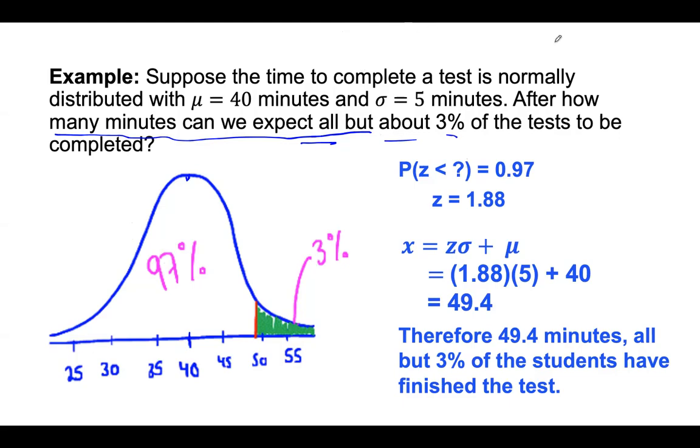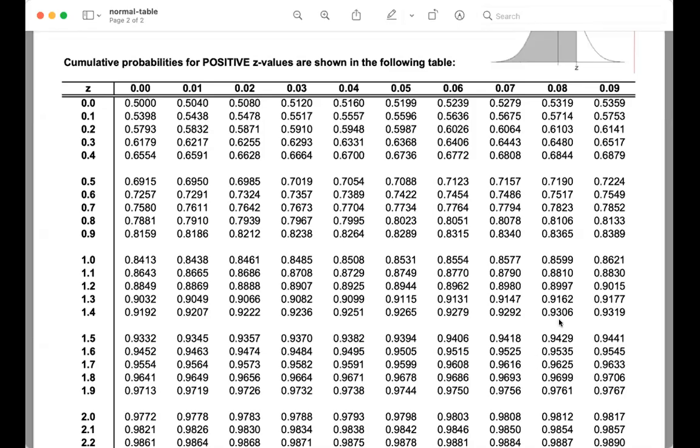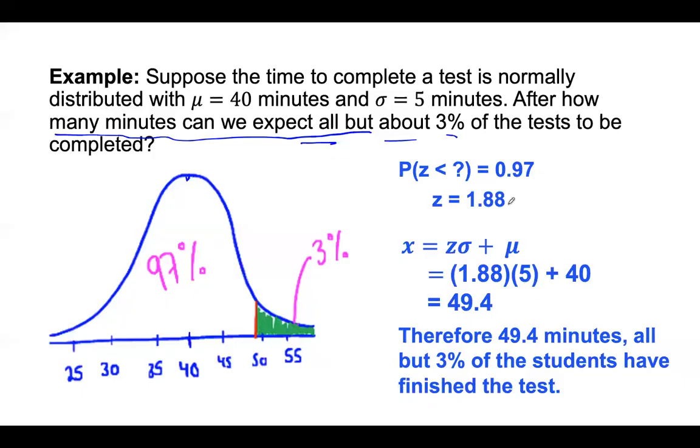So it's just about reading the question. The closest value to 0.97 is not this, it's further away. This one is very close. So it would be 1.88. So we get our value, and then we can convert it to our raw data, and you get 49.4. So 49.4 minutes, all but 3% of the students have finished the test.